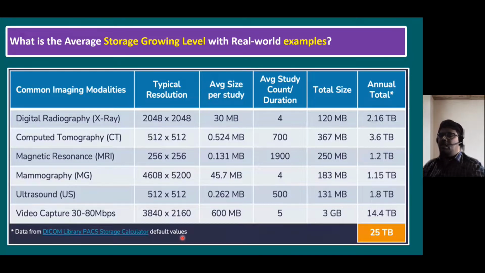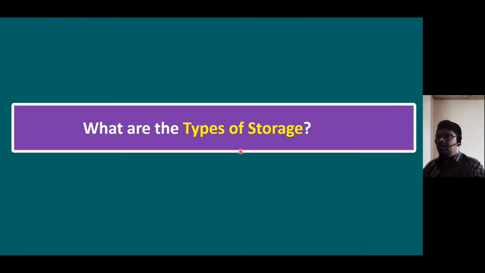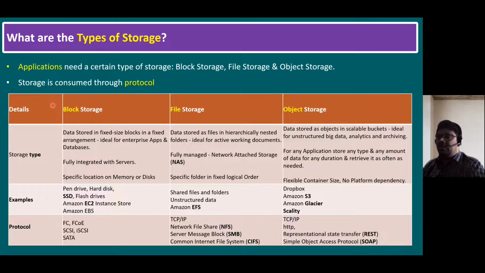So let's understand what the types of storage are now. We have three types of storage: block storage, file storage and object storage. Why do we have these three types of storage? There is definitely a reason behind it. Applications need a certain type of storage, and storage is consumed through a protocol only. So those points we can discuss now.